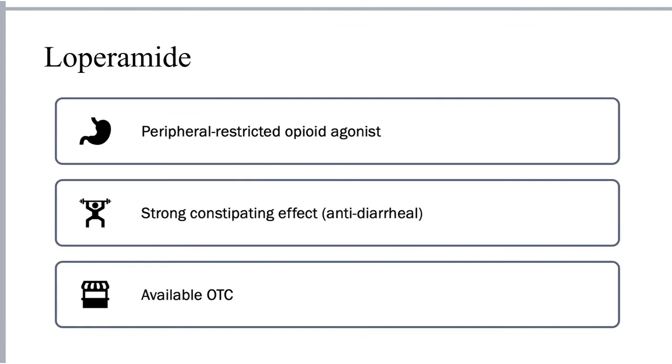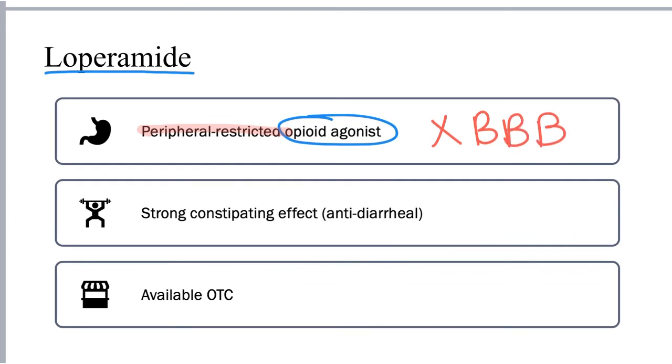Finally, another opioid agonist with unique activity is loperamide. Loperamide is an opioid agonist, but it is restricted to the periphery of the body and is not able to cross the blood-brain barrier because it is excluded by P-glycoprotein drug efflux transporter. This means it's not able to get into the brain to cause the analgesic and euphoric effects, but it is able to act in the gastrointestinal tract to produce a strong constipating effect. For that reason, loperamide is an effective anti-diarrheal medication and is available over-the-counter for this purpose.